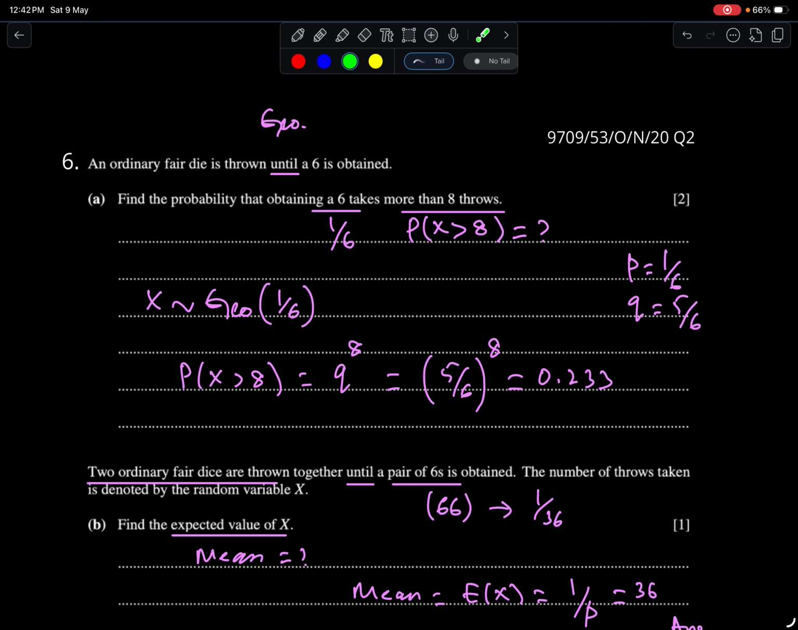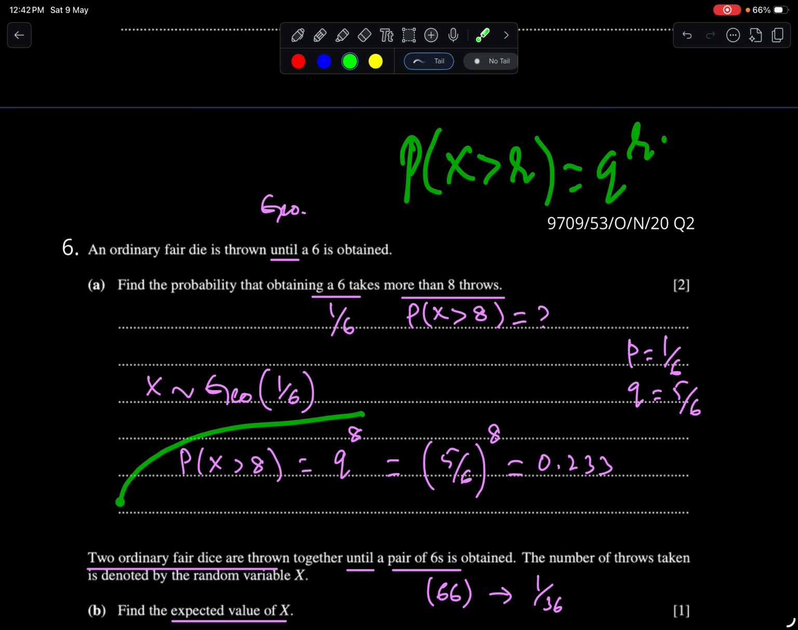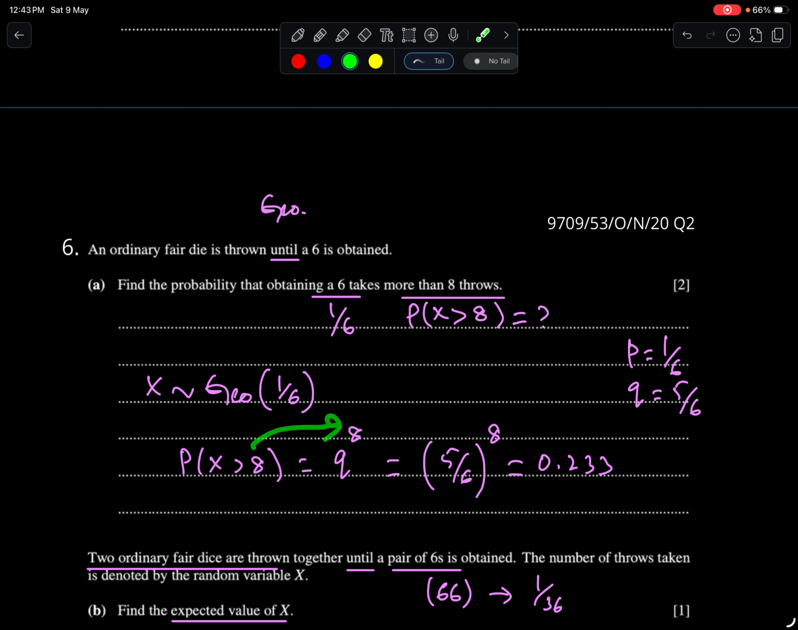Alright, another question of geometric. An ordinary fair die is thrown until a 6 is obtained. So, again binomial, geometric. So, 1 upon 6 is the probability of a 6 on a fair die. More than 8 throws. So, more than 8, the formula is q power. P of X greater than r is q power r. This is here, 8.